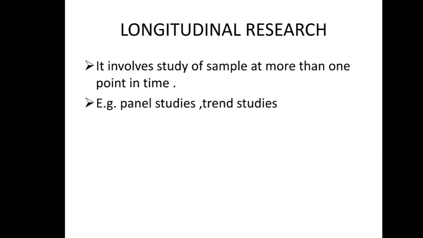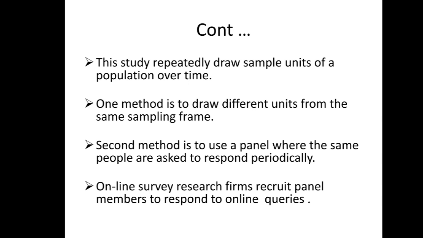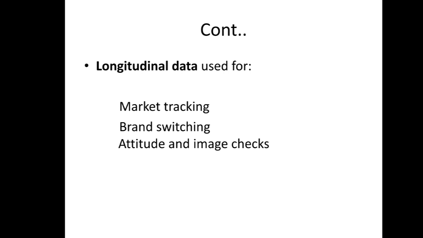So in the case of longitudinal research, it involves study of a sample at more than one point, like panel studies or trend studies. It draws sample units of a population over time, drawing different units from the same sampling frame. The second method uses a panel, where the same people are asked to respond periodically. Online survey research firms recruit panel members to respond to online queries. So it is used for market tracking, brand switching, attitude and image checks.